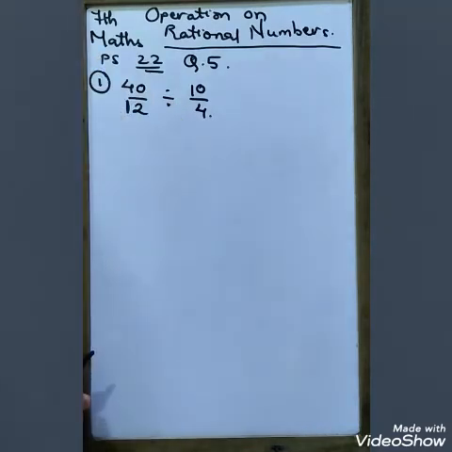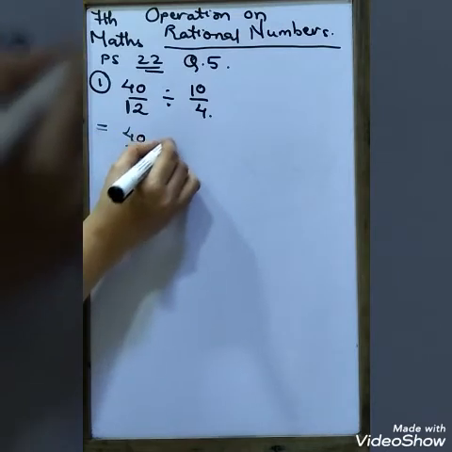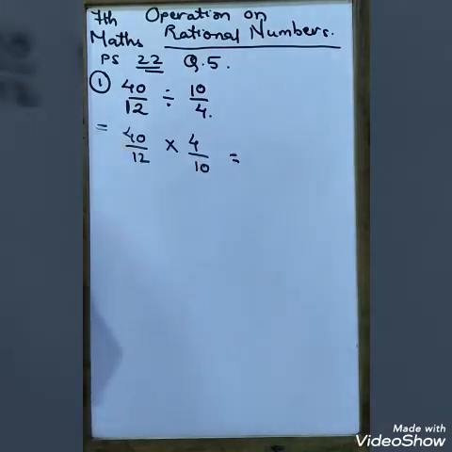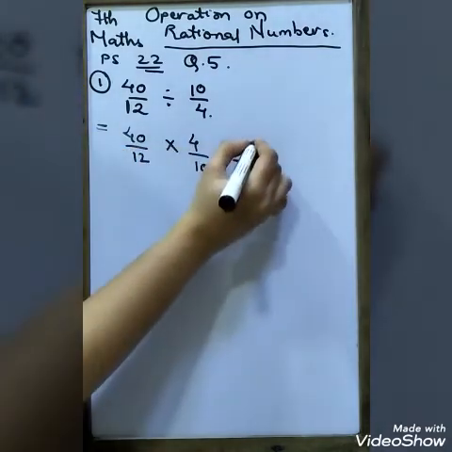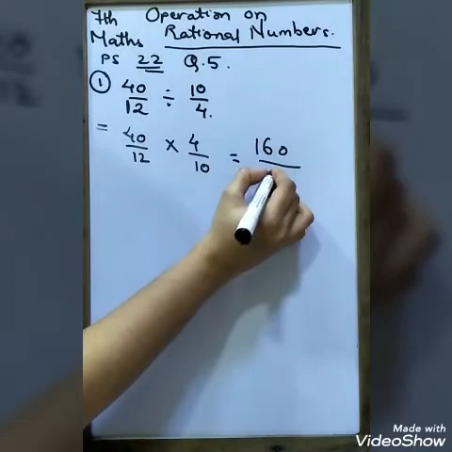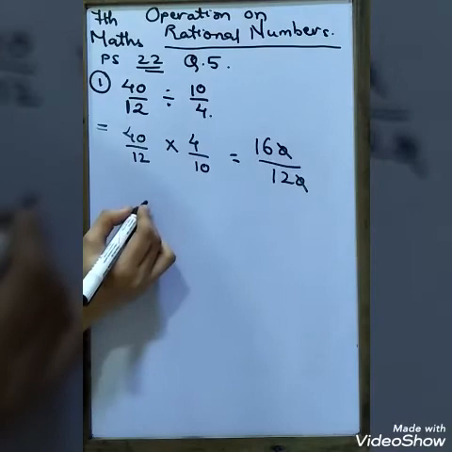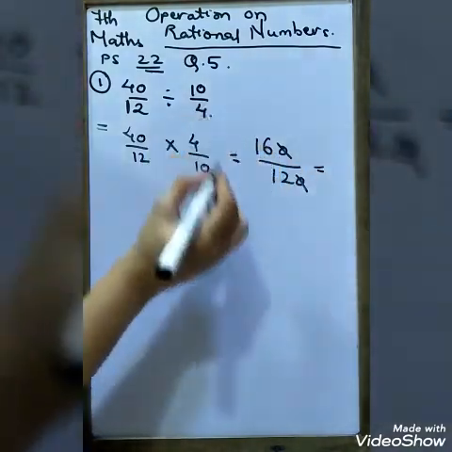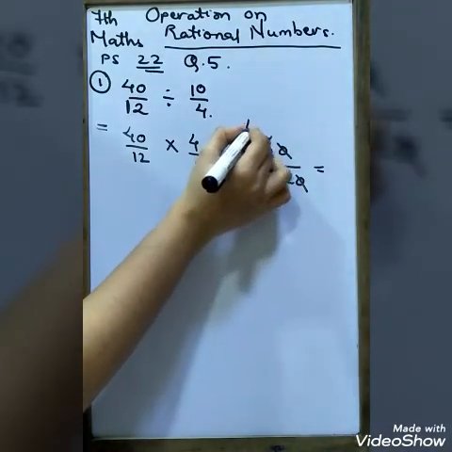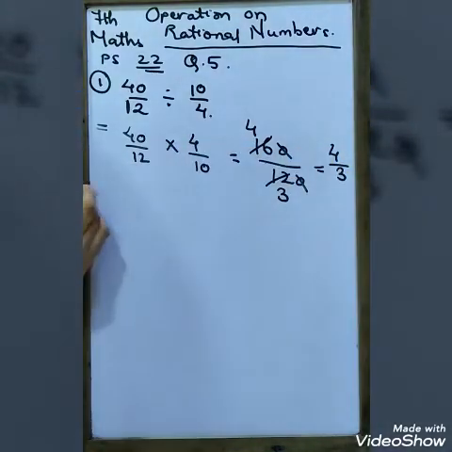So how we are solving, that is here 40/12 into 4/10. If we multiply it, 4 4s are 16, so it will be 160. And 12 10s are 120. So here the zeros get cancelled. Now with the table of 4 we will divide it. 4 3s are 12, 4 4s are 16. So here 4/3. So the answer is 4/3.